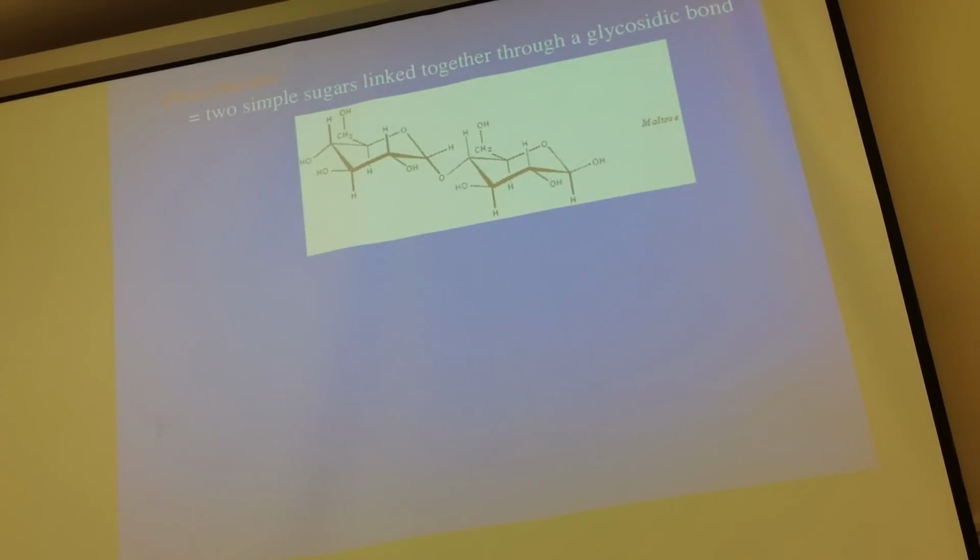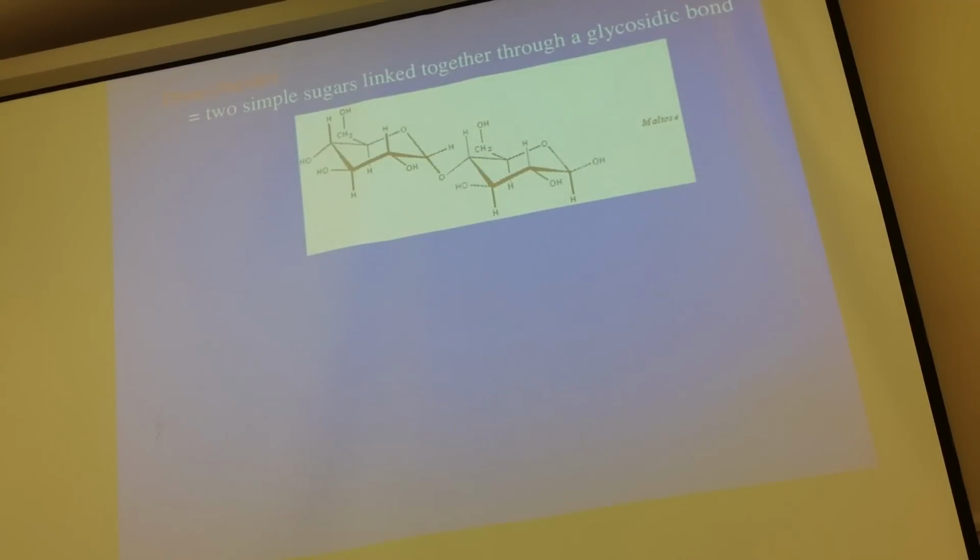All right. We're going to scale up in complexity now to disaccharides. Disaccharides are where you have 2 monosaccharides linked together. So it's like a little sugar polymer, super tiny. And they are linked through a glycosidic bond. So we think back, we just learned that word.